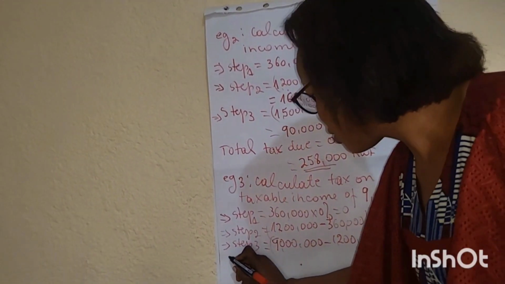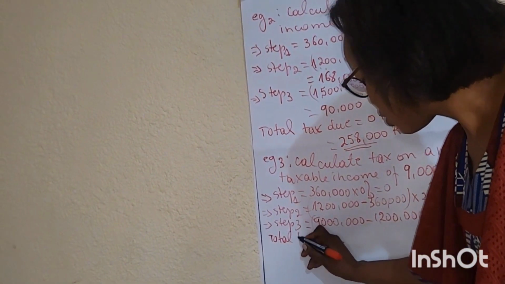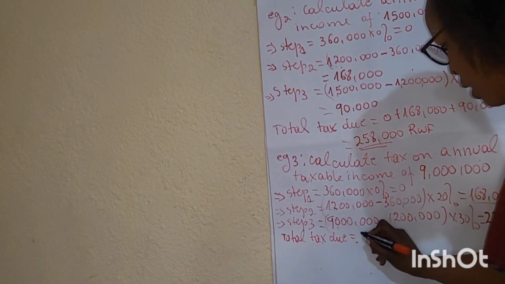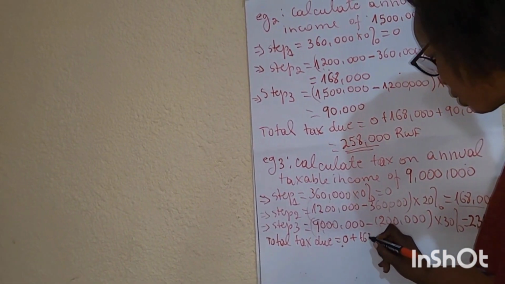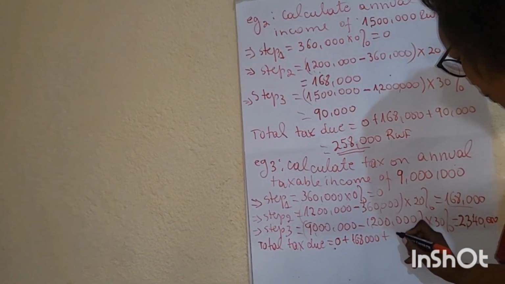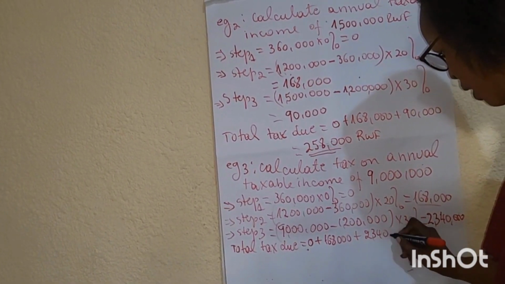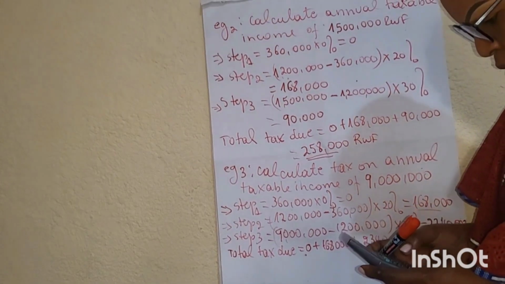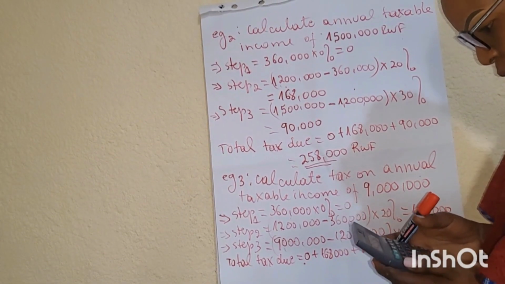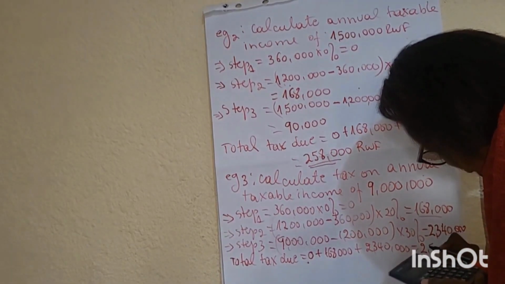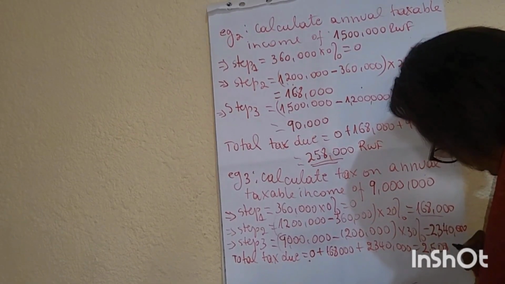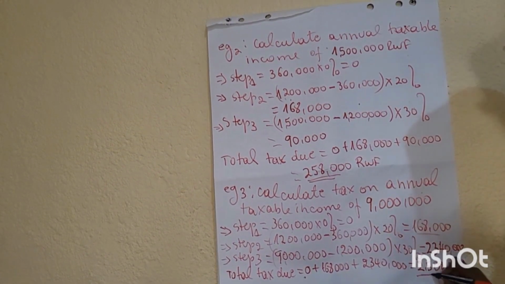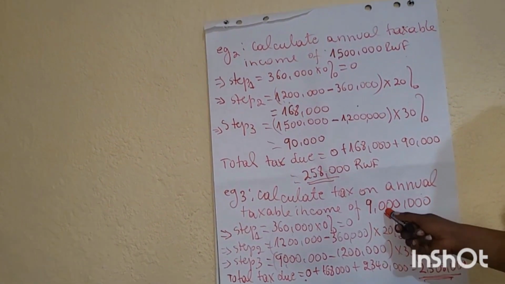Okay, now we have to see the total tax due. For the total tax due, we have to add all steps: step 1, step 2, and step 3. Okay, now the answer is 2,508,000. This is the total amount to be paid on 9 million.